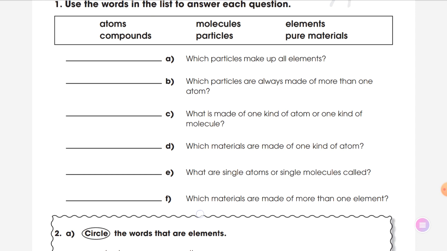Next one. Which materials are made of one kind of atom? Maya? Nope. Because this is which materials are made of one kind of atom. It was in the first paragraph. Brady? Elements. Elements are made of a single kind of atom. Which one is that? D. D is elements.